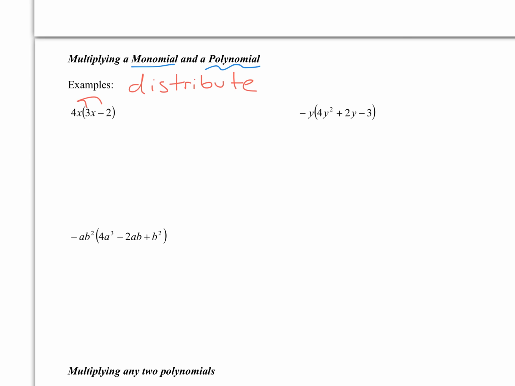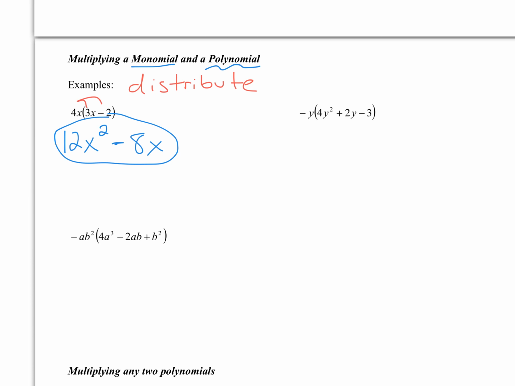So with our distribution property, 4x times 3x is 12x squared. 4 times 3 is 12. X times x is x squared. Then we take the 4x times the negative 2, and you get negative 8x. These two aren't like terms. One's x squared, and one is just x. So that's how I know I'm simplified.